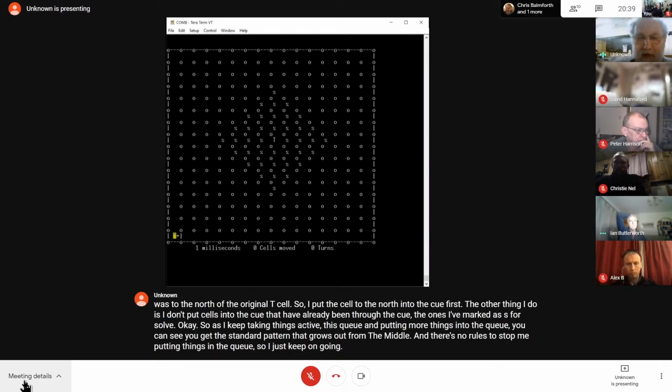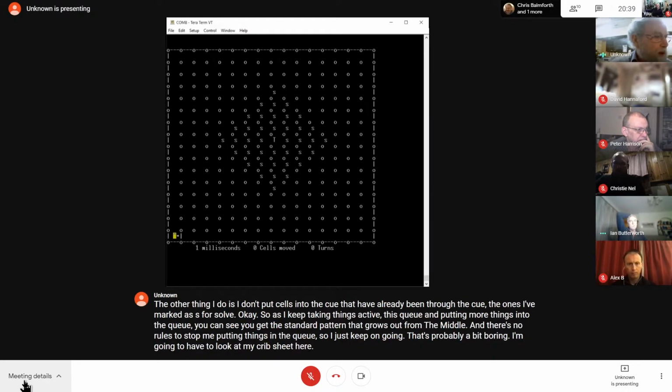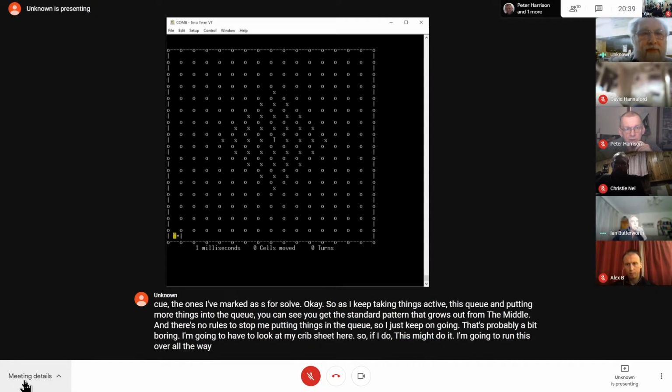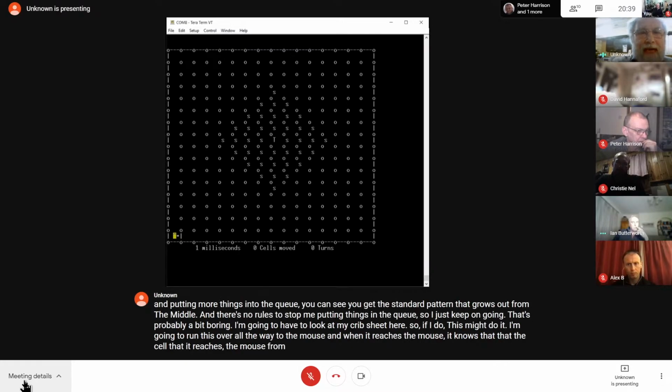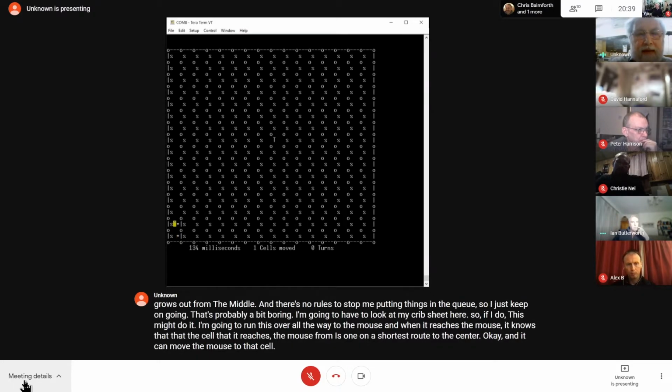That's probably a bit boring. I'm going to have to look at my crib sheet here. So if I do, this might do it. I'm going to run the solver all the way to the mouse. And when it reaches the mouse, it knows that the cell that it reaches the mouse from is one on a shortest route to the center. Okay? And it can move the mouse to that cell. And there it has, it's done it.